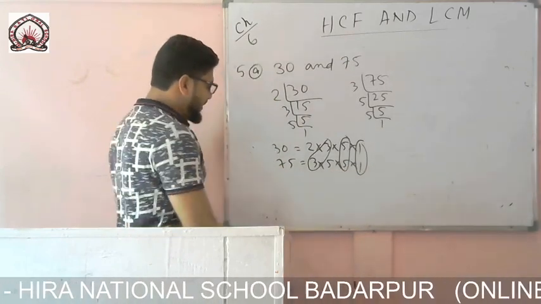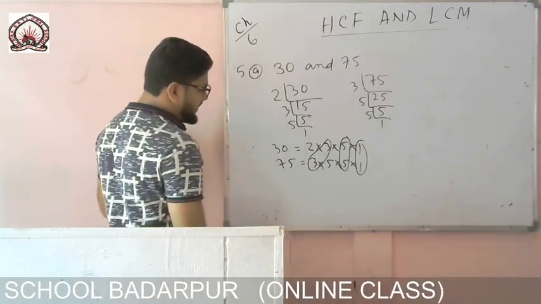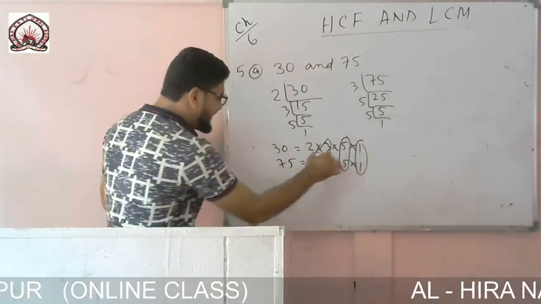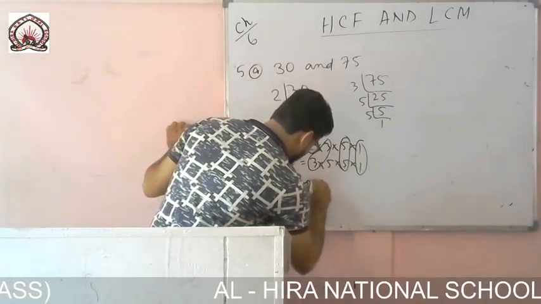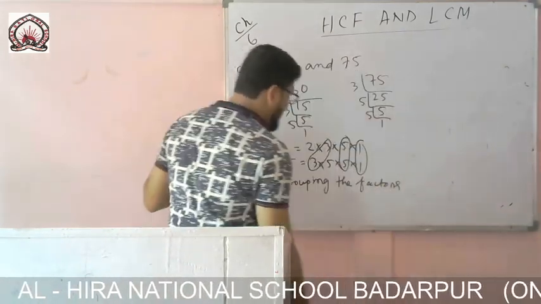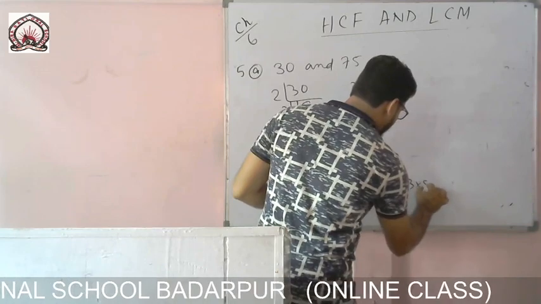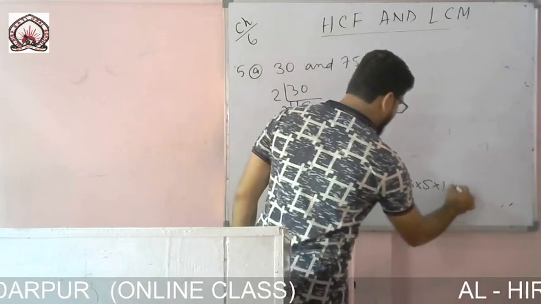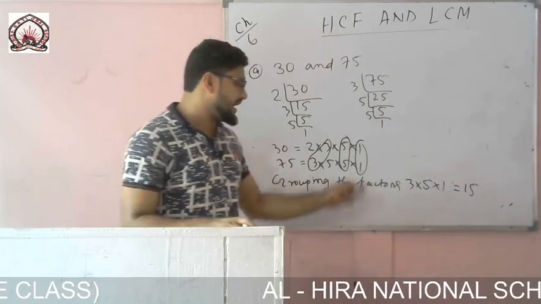Now we are grouping the factors. What we got? We got 3, we got 5, we got 1. 3 5s are 15. So that means 15 is also another factor.